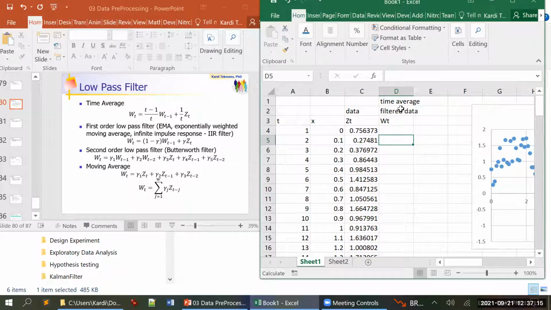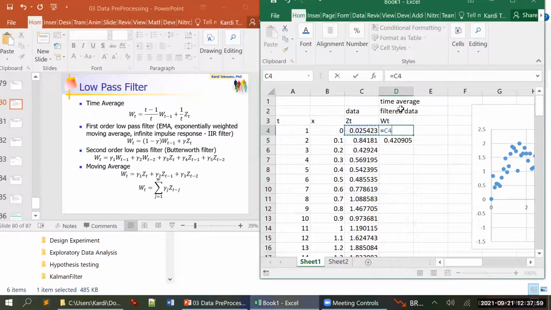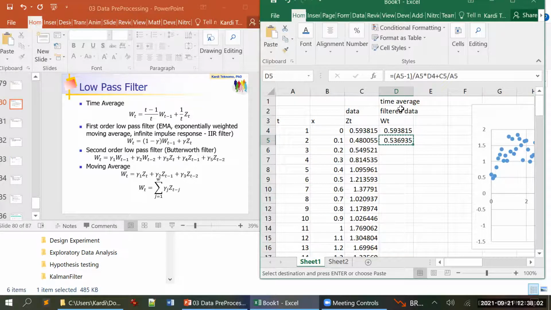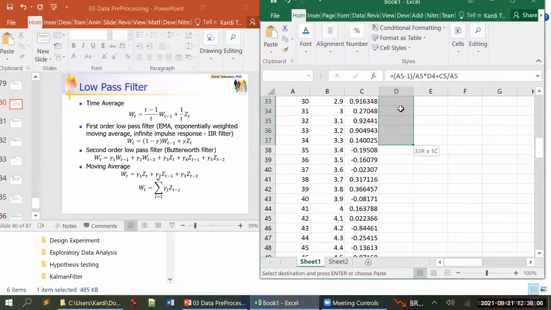Why? Because WT equals T minus one, divided by T, right? Multiplied by the previous one, plus ZT, this one, divided by T. Can you follow? So I press enter. Of course, the first one you can just copy if you want. Then I will just compute it now.